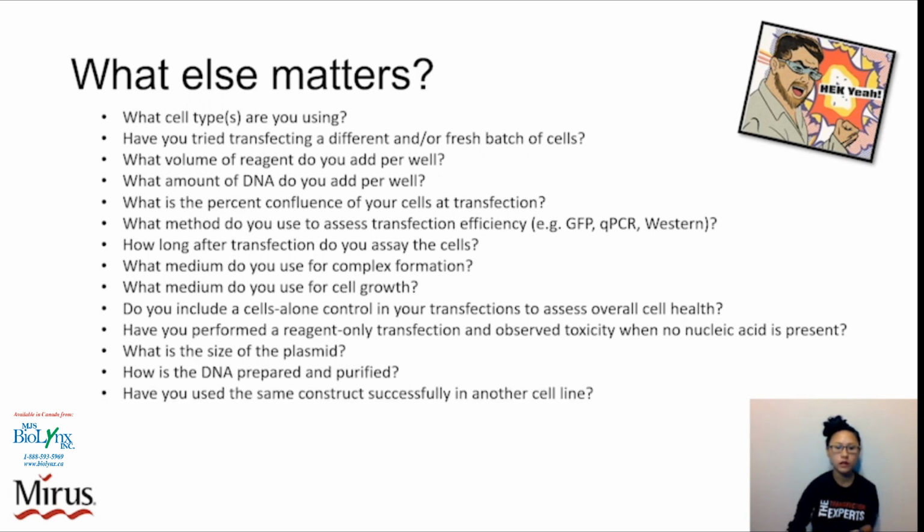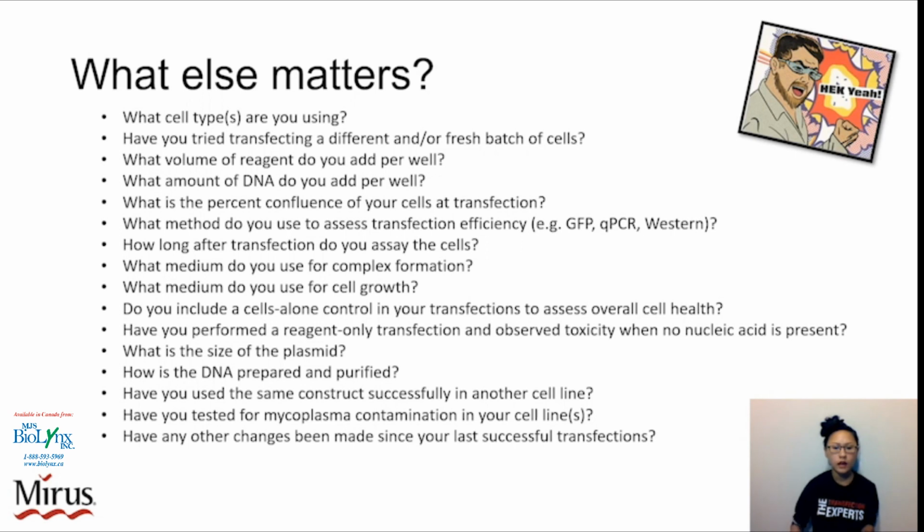Purifying DNA and using the construct successfully in another cell line. With these, what you want to do is confirm that your plasmid prep is good to go. Also consider mycoplasma contamination and other changes that have been made since your last successful transfection. If you've been doing the same transfection over and over and everything's been fine and suddenly it just stops working out of the blue, these are questions that you might want to ask.